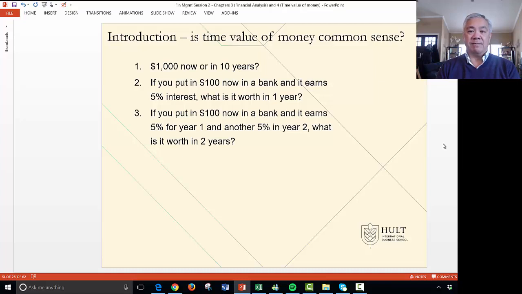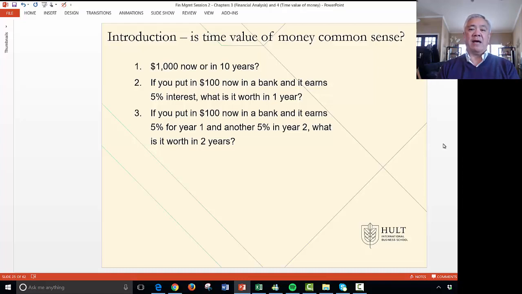So let's try a second one, which I think is also easy for you. Let's try this one out. So if you put $100 now in a bank and it earns a 5% per year interest rate, what is it worth in 1 year? So that's a pretty simple one. You may not even need a calculator to do that math.